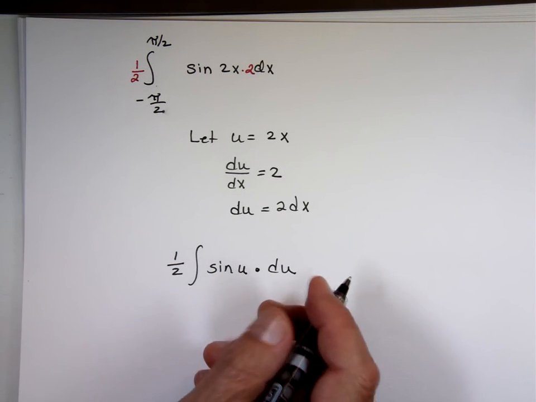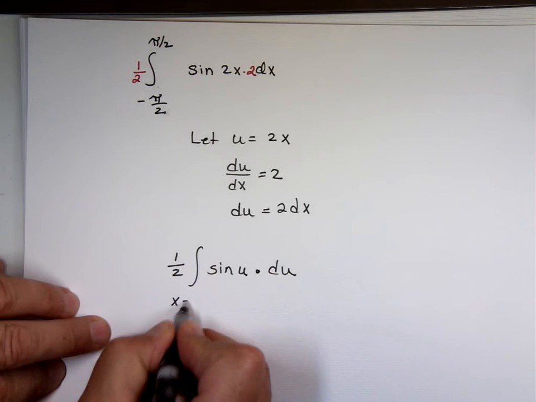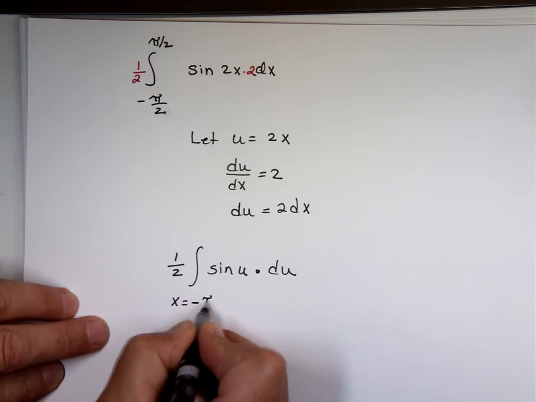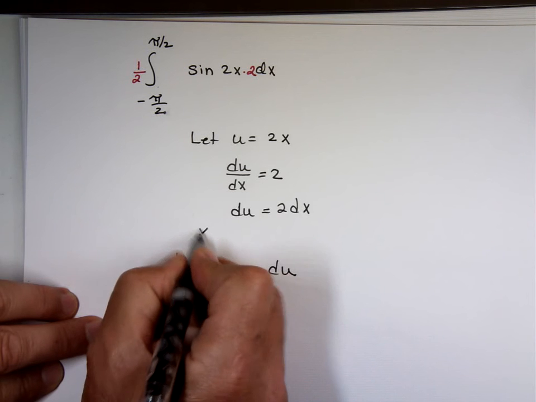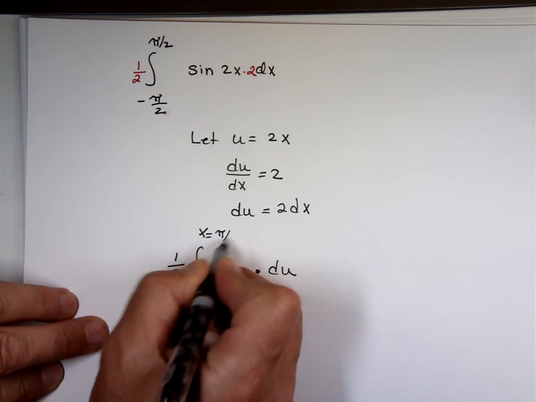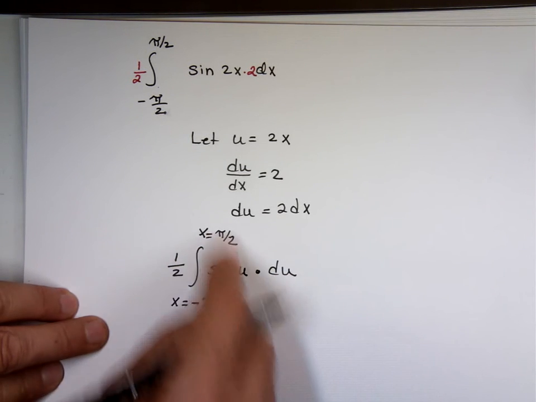And now I'm changing my limit, right? My limit from x equals negative pi over 2 to x equals pi over 2 because I'm using u. I don't want you to get confused. Oh, that's u. I'm just saying that's the x value, not u.